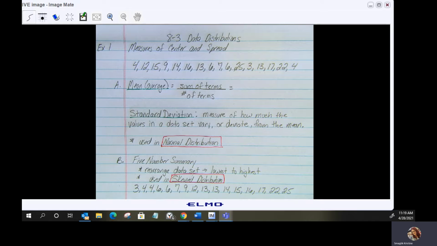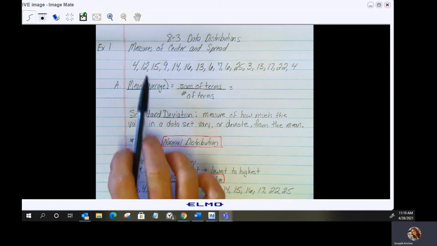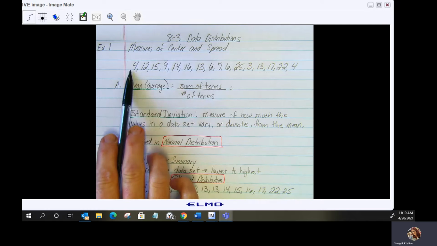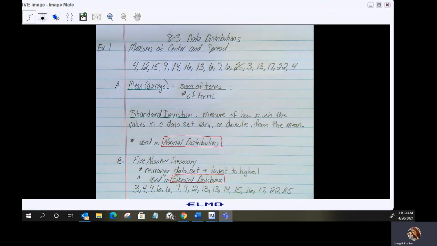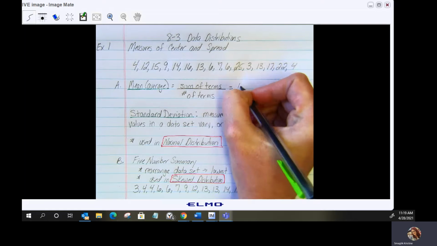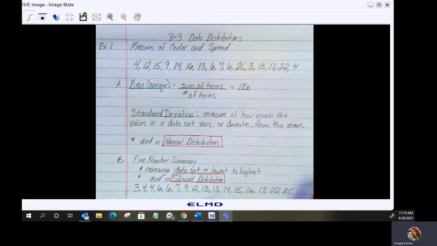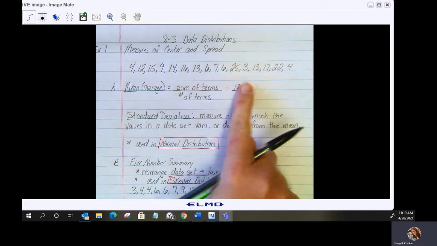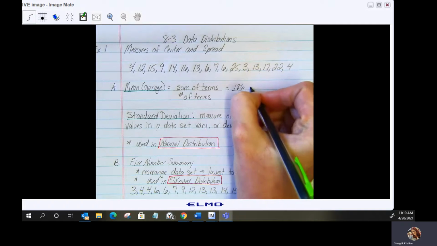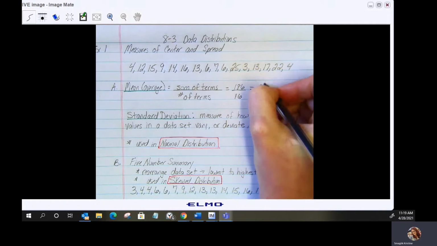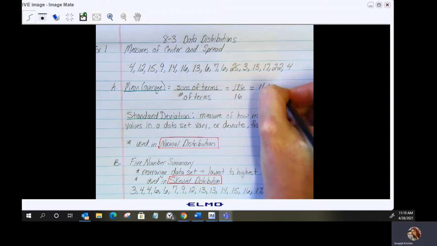So the first thing we're going to take a look at is the mean. The mean is the average, so you're going to add up all of your terms and then divide by the number of terms that you have. So for this data set, I grab a calculator and enter the numbers with a plus between them, and hit the equal sign. The sum of the terms is 186. Now if I count the number of terms, you'll see that we have 16 terms. So that's what we're going to divide by, and we're going to get 11.625.